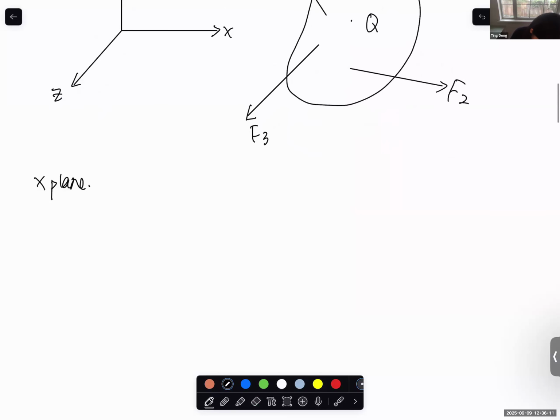So let's say this is the structure. And the x plane, of course, means a plane that is facing the positive x direction. So let's say this is a positive x plane.